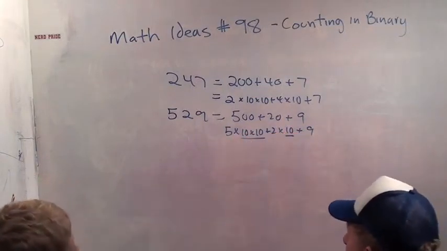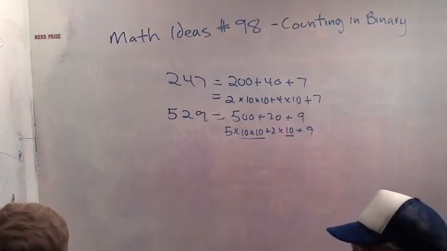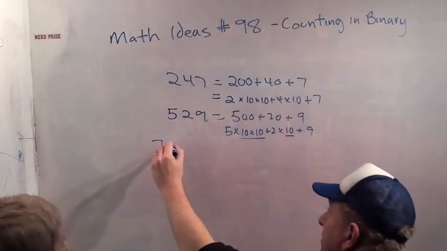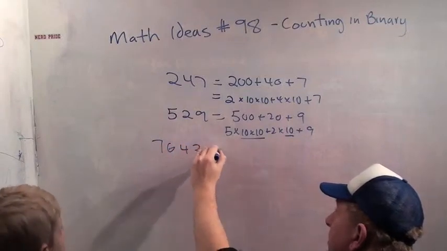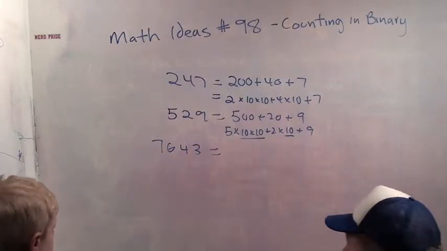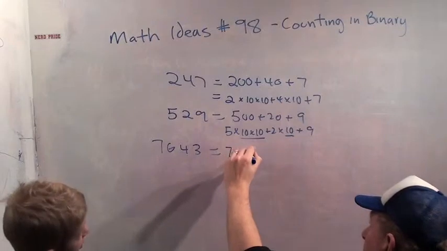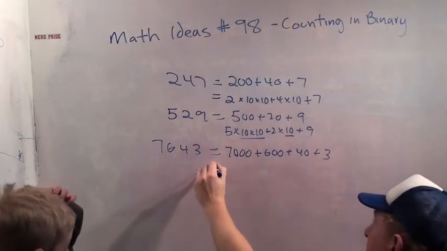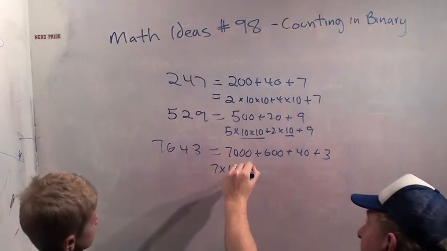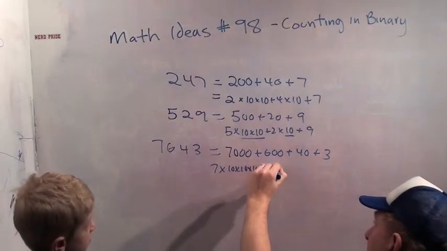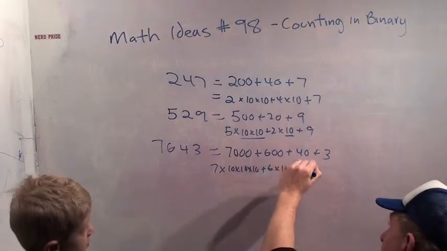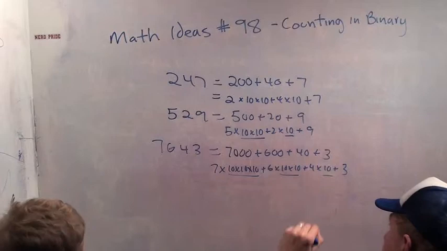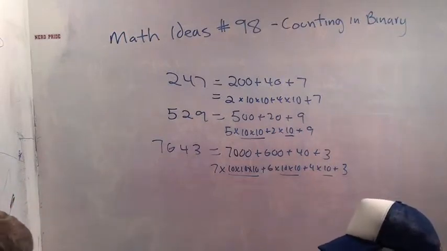So in the normal counting system, we use powers of 10, and you get used to that, right? If I wrote down the number 7,643, you know what that means, right? 7,000 plus 600 plus 40 plus 3. So 7 times 10 times 10 times 10 plus 6 times 10 times 10 plus 4 times 10 plus 3. So we keep using powers of 10, and powers of 10 seem really easy, right?